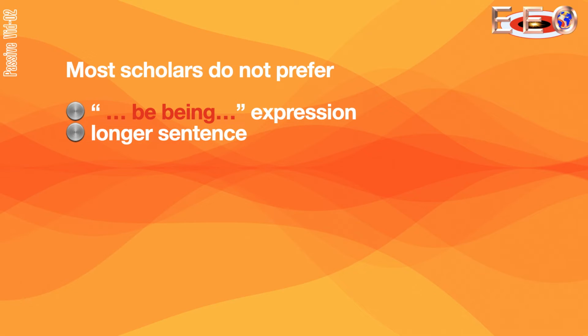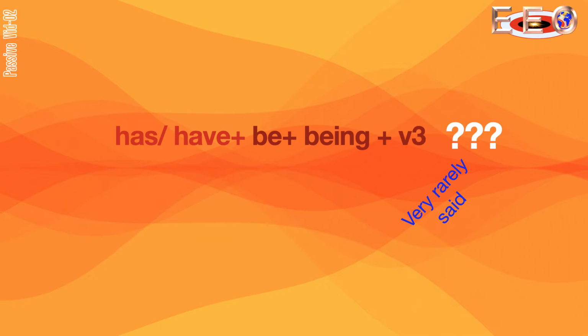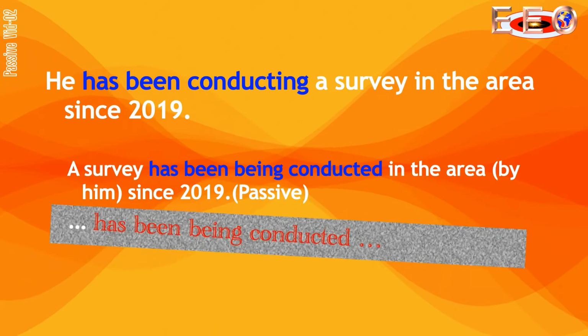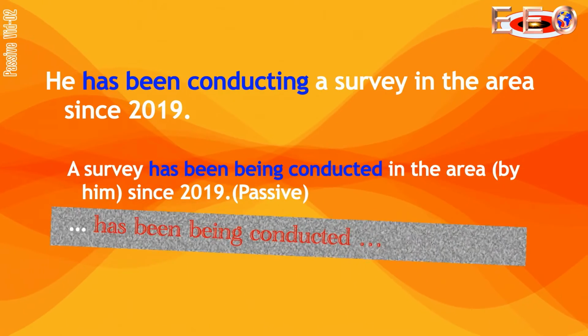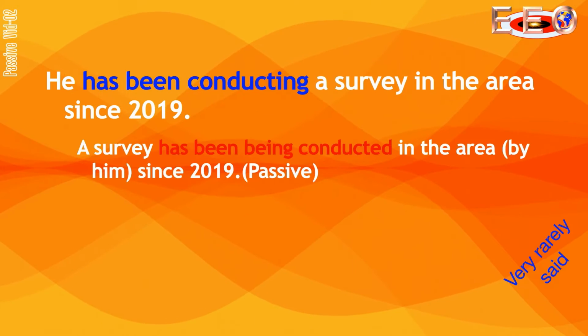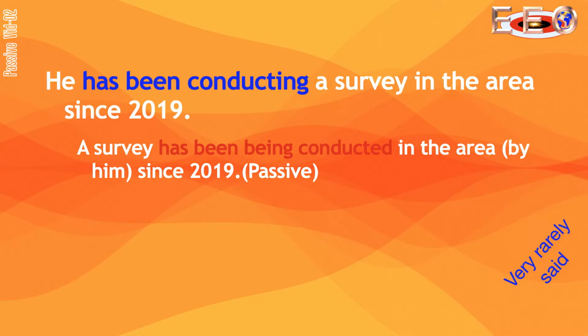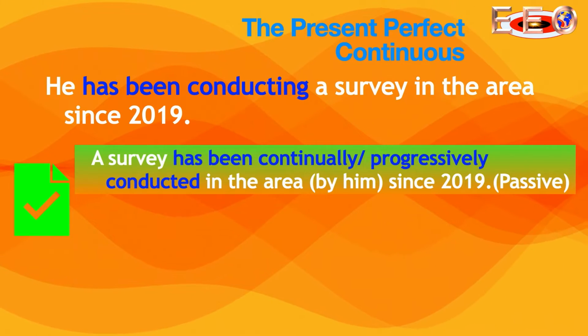Okay, now the formula has to be, the object is a survey. A survey has been made. Has been or have been plus the ing form, and next has to be the participle or verb 3. A survey has been being conducted in the area. Has been being. Have you seen such an expression? Have you ever seen such an expression in your writing or speaking? I would prefer the passive form for such types of tenses this way.